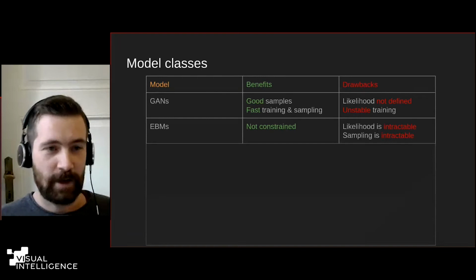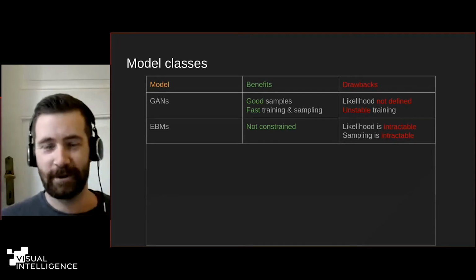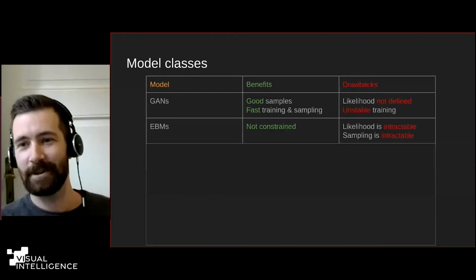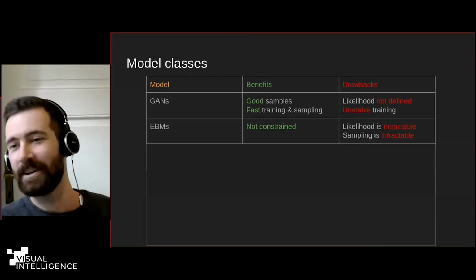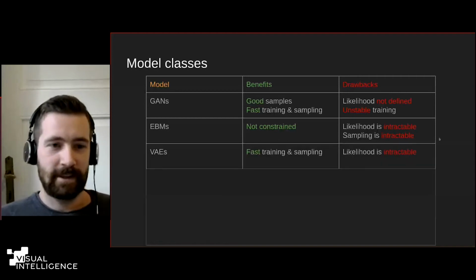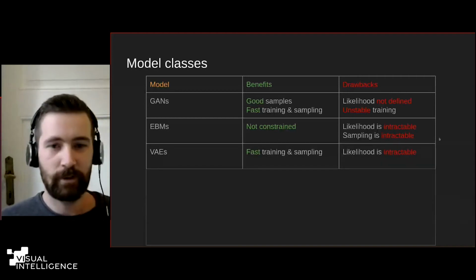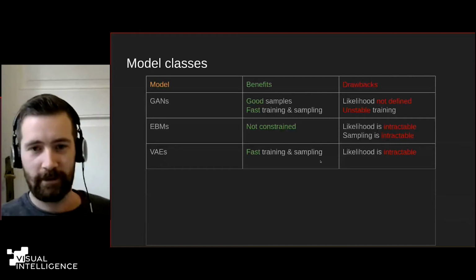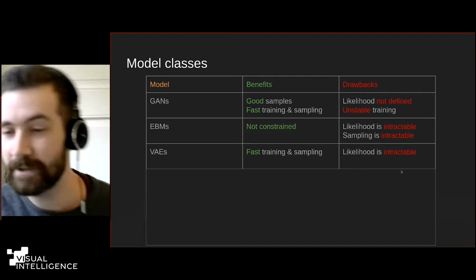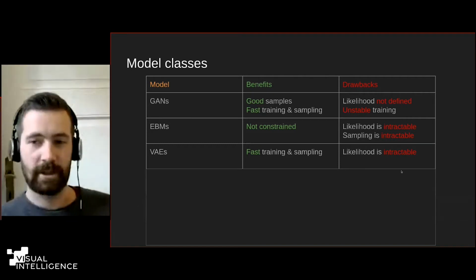Then we have energy-based models. The great benefit is they're not really constrained in any way, and that's also the drawback, because it means everything is intractable, including computing the likelihood and sampling from the model. Then we have VAEs, which are latent variable models that also allow fast training and sampling. But because of the latent variables, computing the likelihood is intractable.